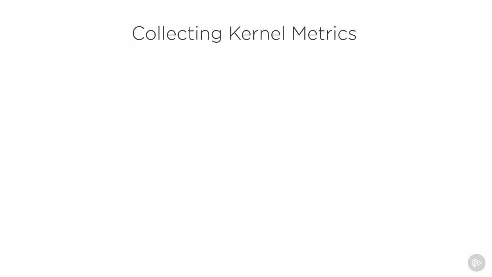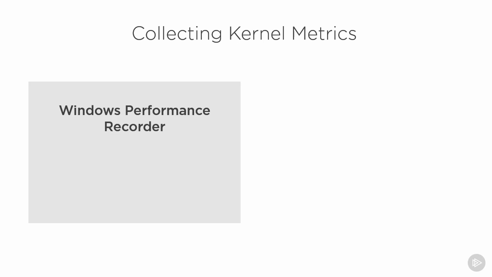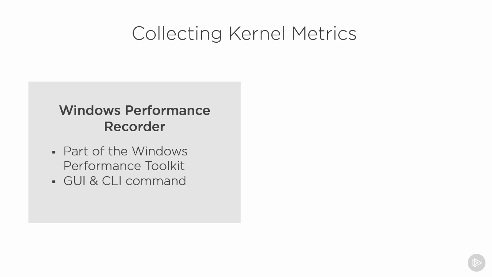Unfortunately, perfmon is just a user mode tool, and it can't distinguish how the NT kernel is spending its time. So to collect kernel metrics, we need kernel mode tools such as the Windows Performance Recorder. This is part of the Windows Performance Toolkit. It provides both a GUI interface and also a CLI command. You can utilize this Windows Performance Recorder on Windows 2008 R2 or later.